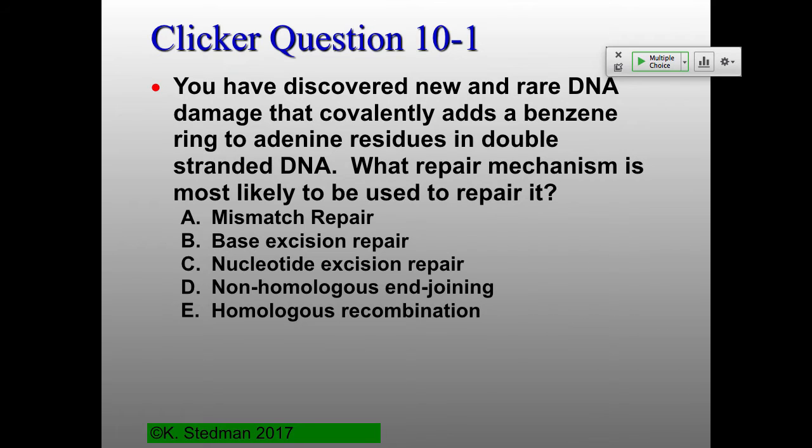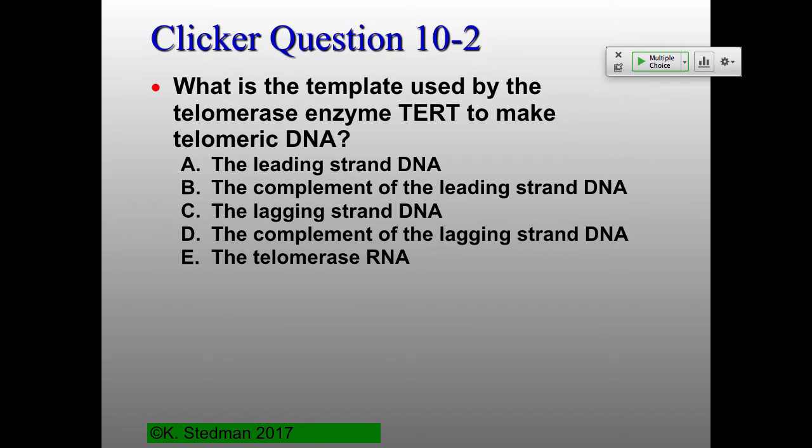And just because it's so much fun, let's do another one. Seek with multiple choice. Go to our next one. What's the template used by the telomerase enzyme TERT to make telomeric DNA? The leading strand DNA, the complement of the leading strand DNA, the lagging strand DNA, the complement of the lagging strand DNA, or the telomerase RNA?